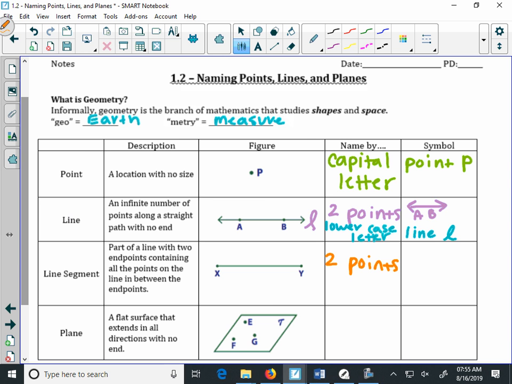And it's very similar to symbolize a line segment. You just draw a mini segment, and then you put the endpoints of that segment. So the endpoints of this segment are x and y. We start at x, we end at y. We don't go past those. So I say segment x, y.